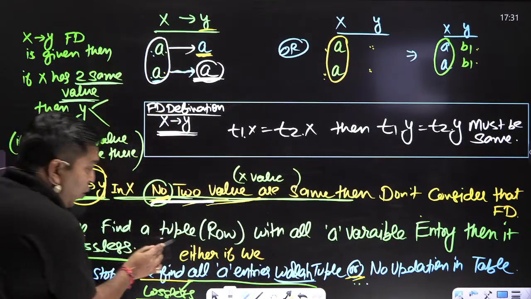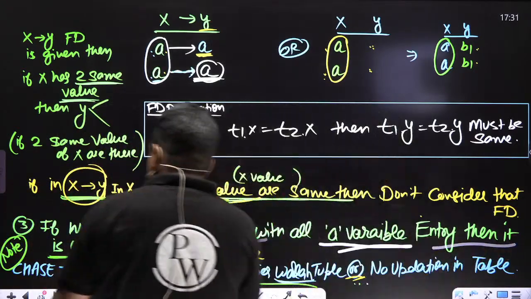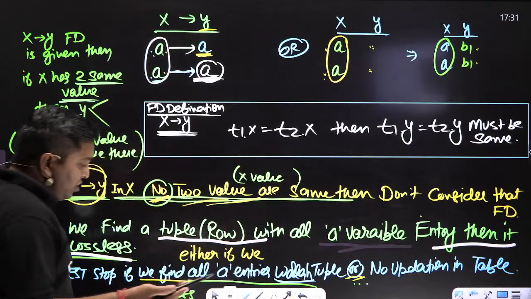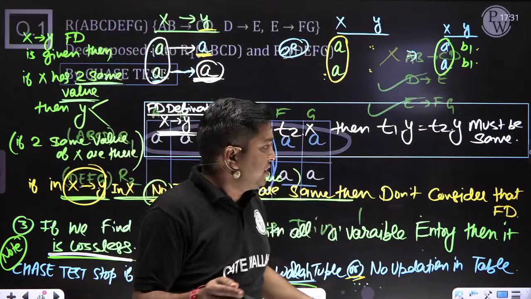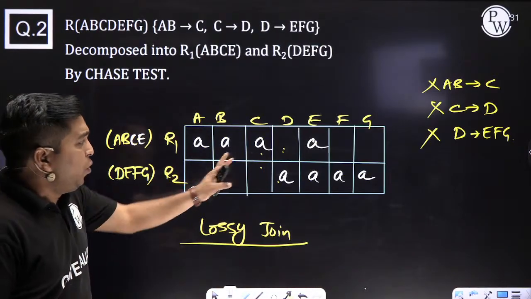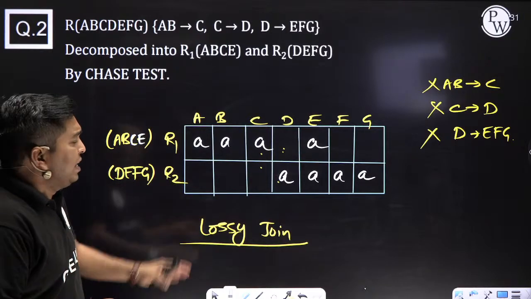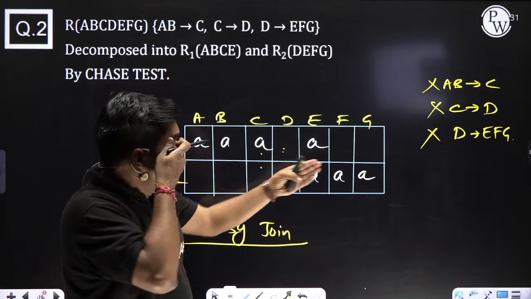If we find a row with all A entries, then you can say it is lossless. The chase algorithm will stop when either you find all A entries or there is no updation. For example, here you can see you are not getting any all A entries or no updation. Like AB to C, you are not applying. It is a repetitive process, you are checking.